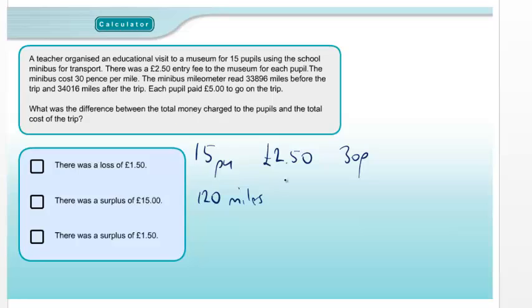Each pupil paid £5 to go on the trip. So your question is, what was the difference between the total money charged to the pupils and the total cost of the trip? So it's a money question, so let's split up the costs from the income. So let's do the income first.